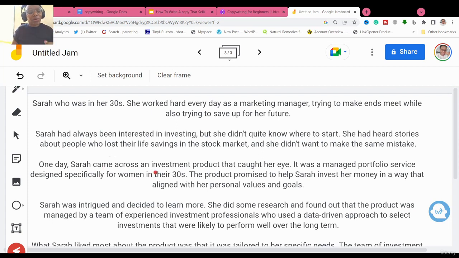One day, Sarah came across an investment product. This is now your product that caught her eye. It was a managed portfolio service designed specifically for women in their 30s. This is interesting because I'm also a woman in my 30s, and I want a portfolio that is managed by people who are professionals.